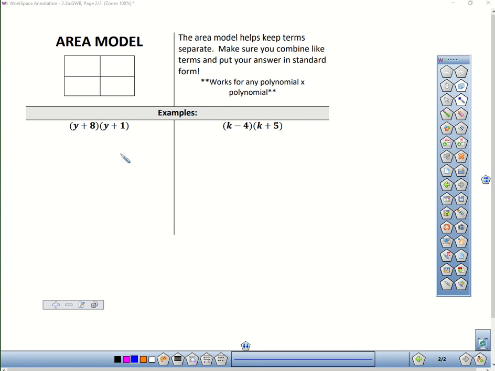But we call this the area model. And this is where you make the four little window boxes. In this case, if we're doing two binomials, we make the window boxes, okay? And then we're going to multiply the corners, okay?